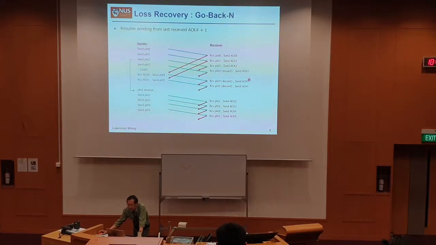So he keeps sending out ACK 1, ACK 1, ACK 1. Later packet 2 times out, the sender never got ACK 2. So now he has to send packet 2, packet 3, packet 4, packet 5 again. So this is Go-Back-N.